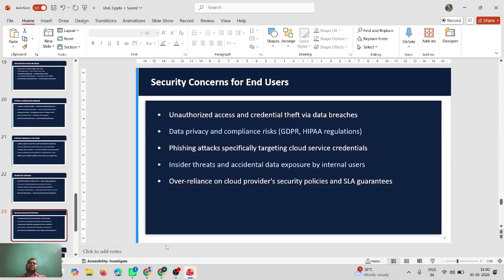And security concerns: what are the security concerns for end users as well as for service providers? How to prevent unauthorized access, data loss, malicious attacks, hijacking, and what are the data privacy and compliance risks that should be included in the regulation and policies, phishing attacks, threats, right? All these things should be included in the service level agreement, with guarantees, governance certificates, etc.